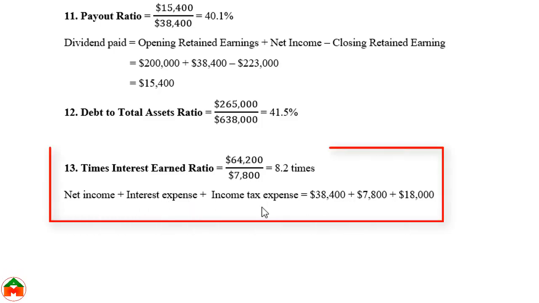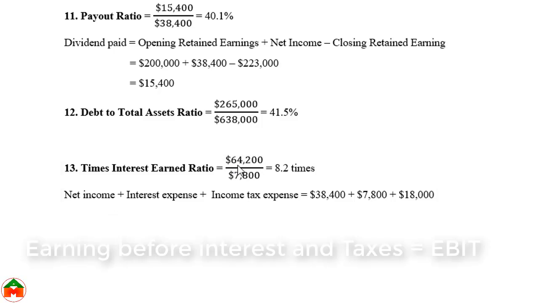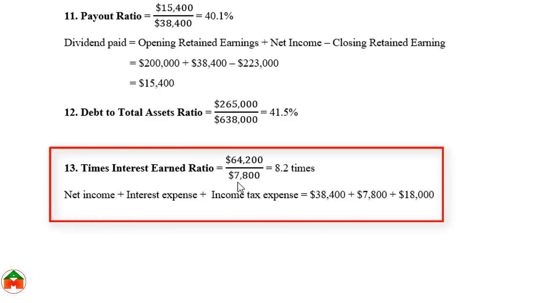We can also take another amount that is called earning before interest and tax. However, we can sum up these three amounts. By summing up, we can see this 64,200. This is the net income, interest, income tax expense, or this is the earning before interest and tax, and we divide by the interest expense 7,800. That means the answer is 8.2 times. The times interest earned ratio is 8.2 times.